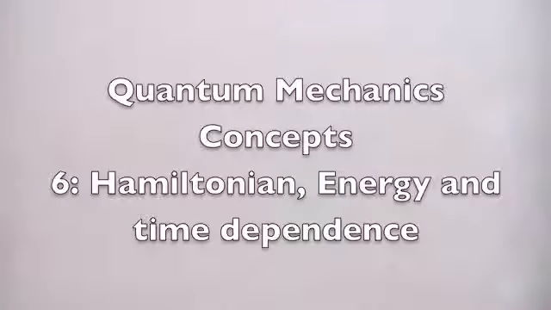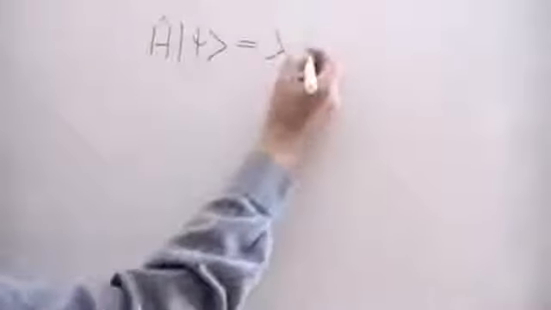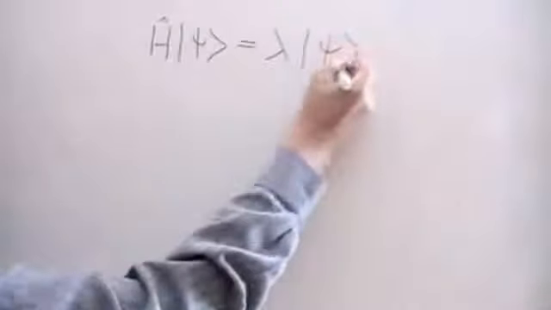Hello, today we're going to continue with our series on quantum mechanics concepts. This time we're going to be looking at the energy operator, which is called the Hamiltonian, and we're also going to be seeing how states vary with time. We go back to our tried and tested formula that the Hermitian acting on an eigenvector, which we're now starting to call a wave function, will give us an eigenvalue multiplied by the same eigenvector.